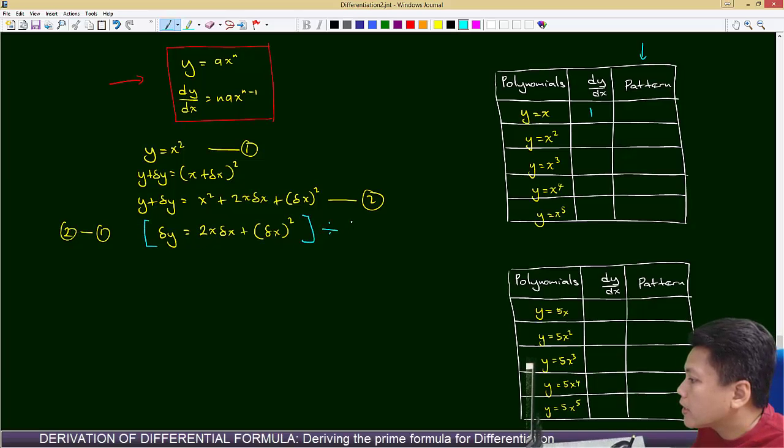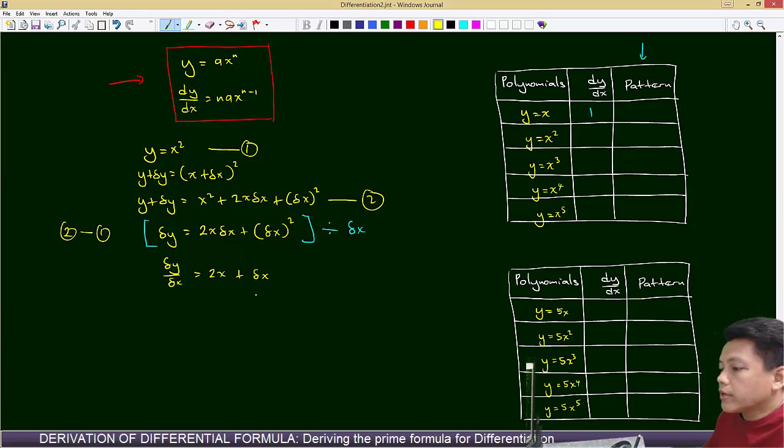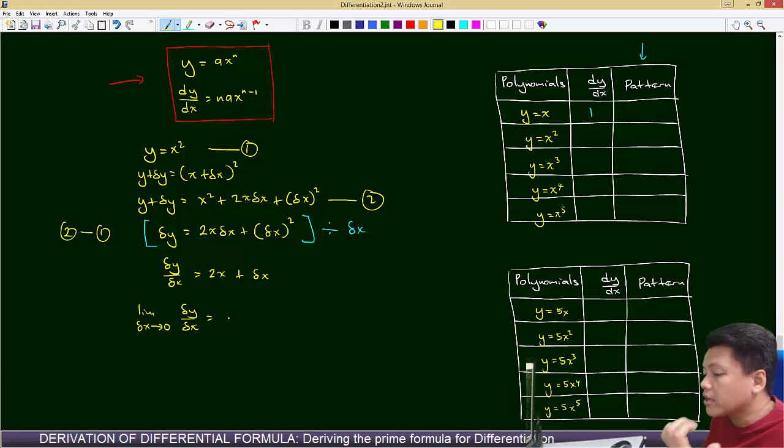Divide that by delta x, because we want to have an expression of delta y over delta x. Then we have delta y over delta x equal to 2x delta x divided by delta x, leaving 2x plus delta x squared divided by delta x, which is delta x. Okay, now take the limit as delta x approaches 0. So delta y over delta x is equal to 2x, not really impacted because x can be of any value. But delta x is now close to 0, so let's just forget about it. This is what we get, 2x. So dy/dx is 2x.